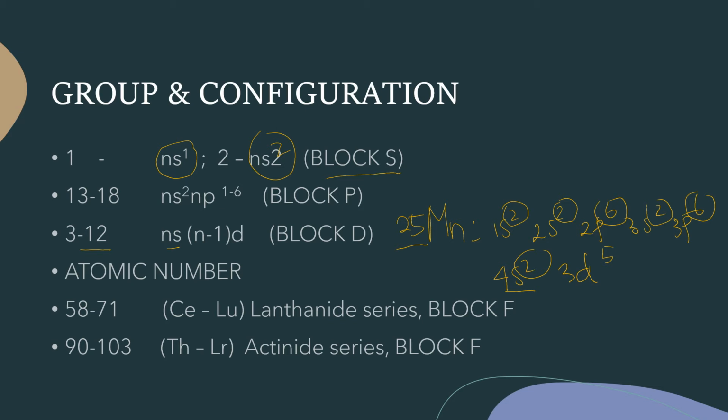The atomic number 58 until 71 from cerium to lutetium, that we call as lanthanide series in block F, and 90 until 103 from thorium to lawrencium we call as actinide series, that is block F elements.